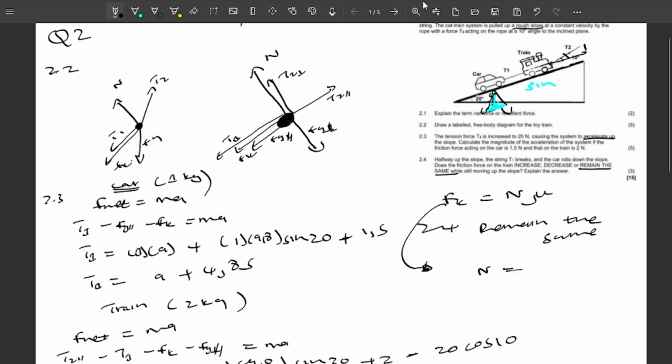And this is how I can show you. You can just say the normal force is equal to Fk divided by the coefficient of friction, dividing both sides by the coefficient of friction. So this means that if this side increases, this one would increase. So if the normal force increases, the Fk increases. So that's the answer for this one, guys.